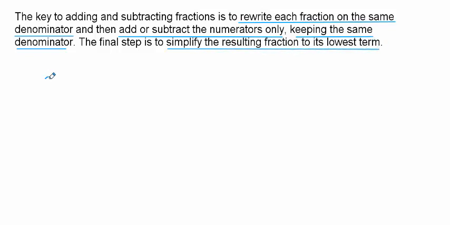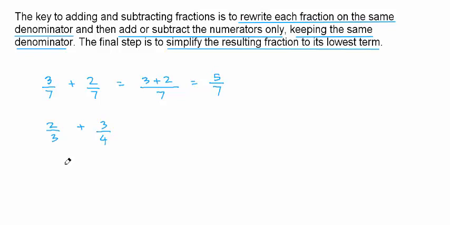So if you want to add 3/7 with 2/7, they're on the same denominator already, so you have a 7 on the bottom and you just add the numerators. Therefore, this is equal to 5/7. But how do you add, let's say, 2/3 plus 3/4? The denominators are different.